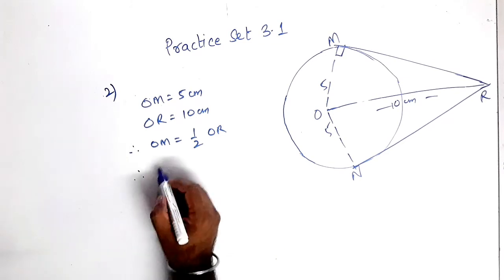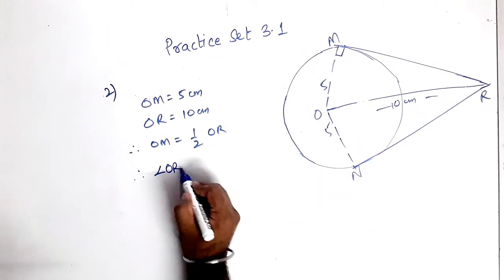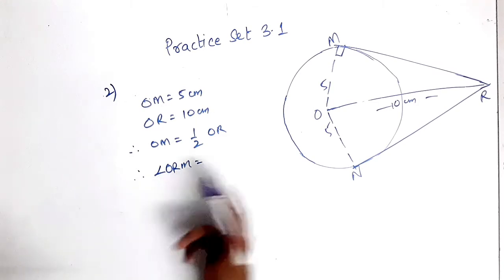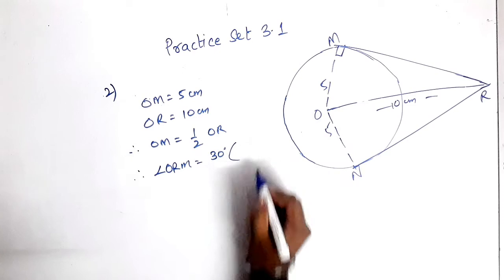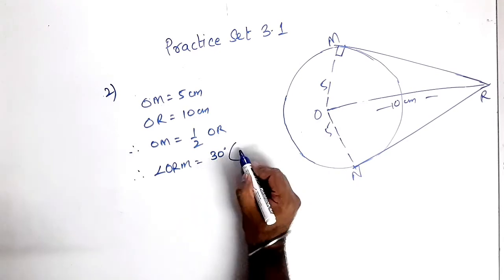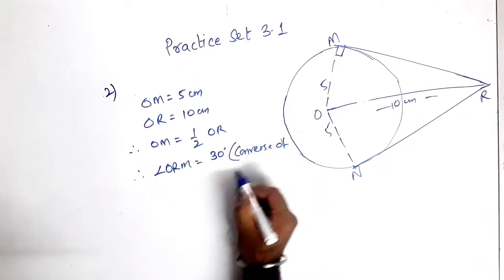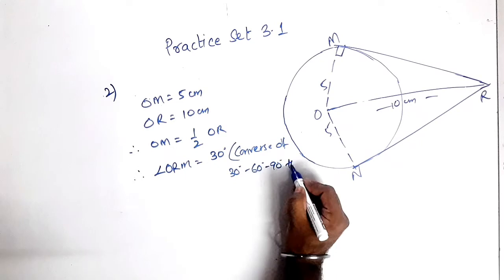Therefore, angle ORM, or they have asked MRO, so that is okay. We have written ORM, that is fine. ORM is equal to 30 degrees. Reason is very important, that is converse of 30-60-90 degree theorem.